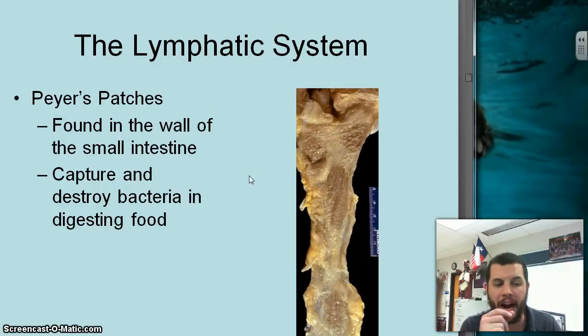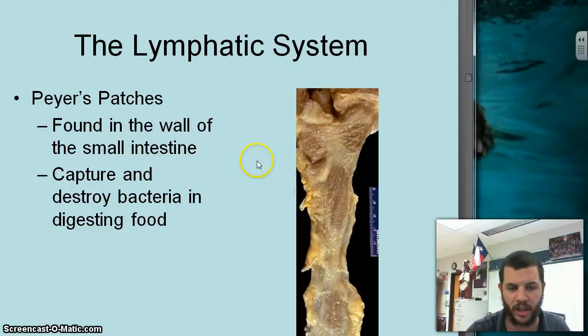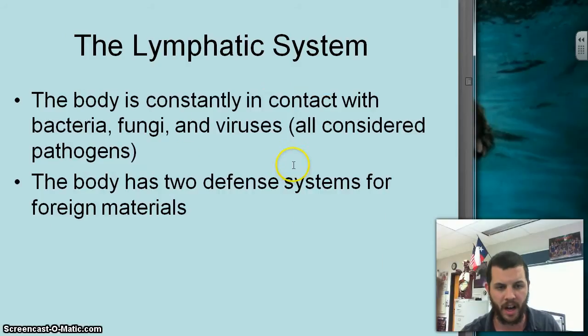And lastly, we have Peyer's patches, which we also talked about in the digestive system. These are found in the wall of the small intestine. These are going to capture and destroy bacteria while we are digesting our food. So if for some reason a bacteria was able to make it all the way into the small intestine, this is like a last line of defense, which hopefully will destroy those pathogens before they get a chance to enter the rest of the body.